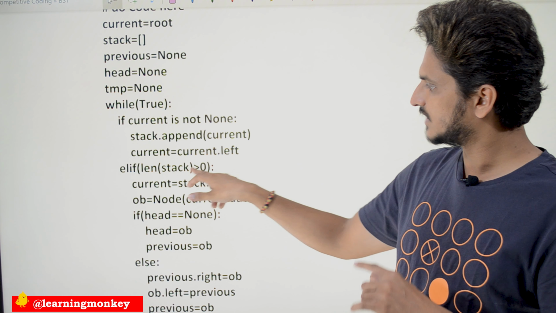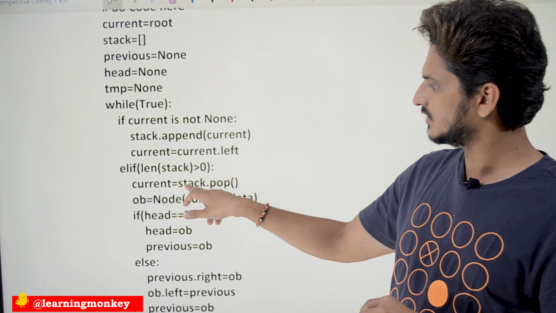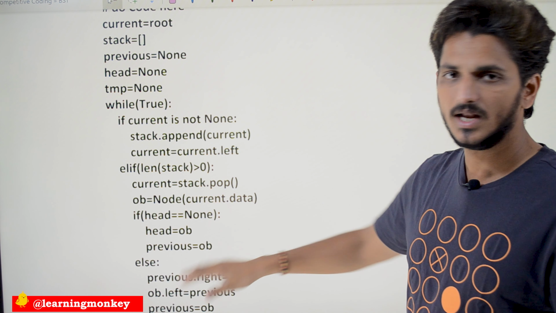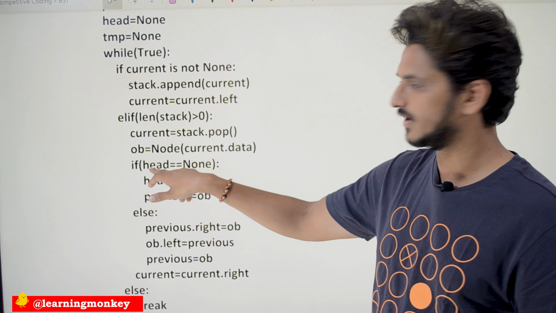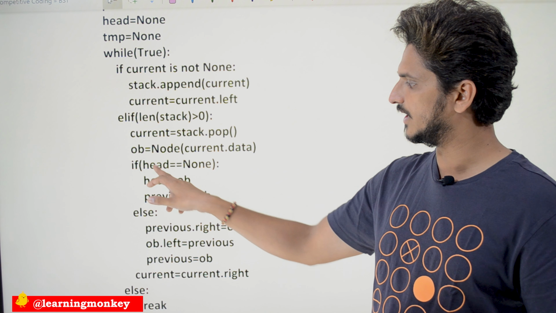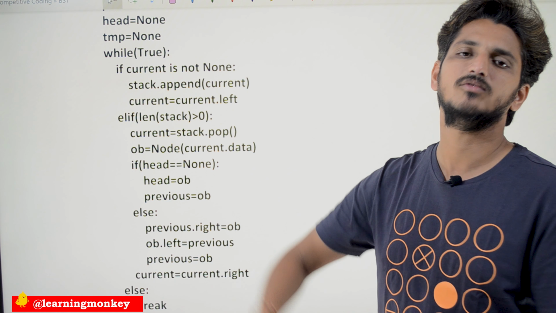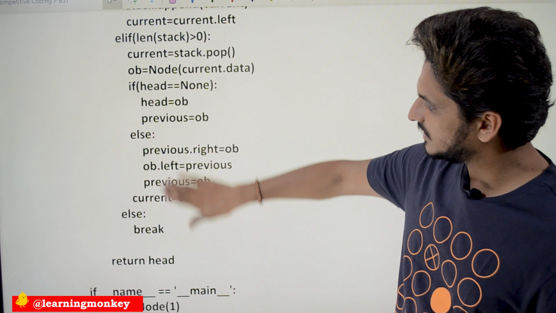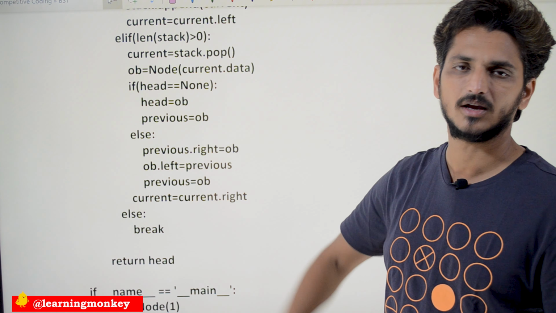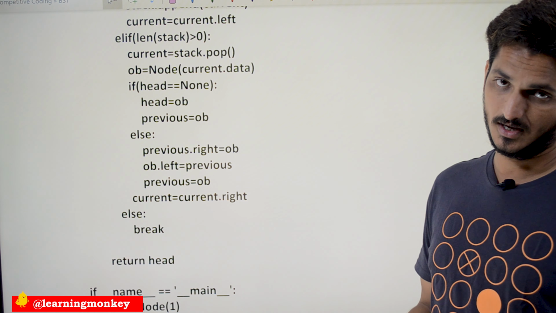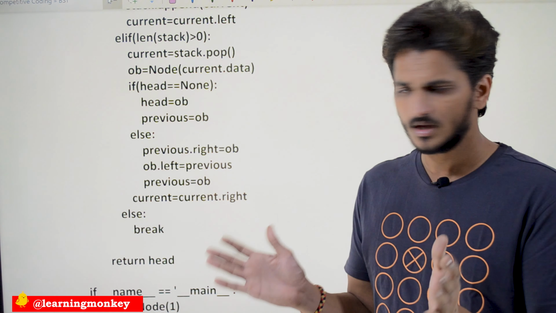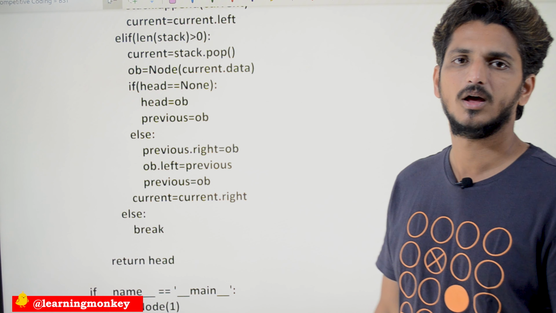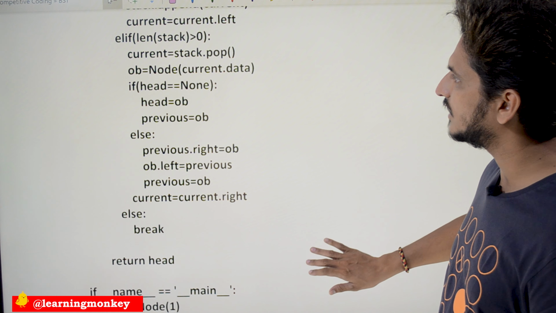Else if length of the stack is greater than 0, current is equal to pop an element from the stack and attach it to the double linked list. If it is the first node, attach it to head, else attach it to the previous node. That's the logic. Attaching it to the previous node, else break. If the stack is empty, we come out of the loop. We are using a break statement to come out of the loop. So this is the logic you have to maintain.